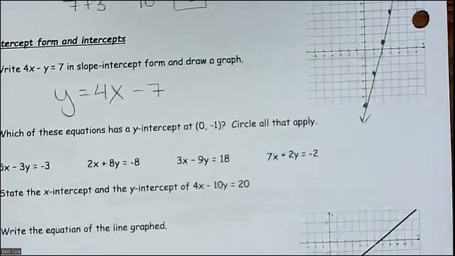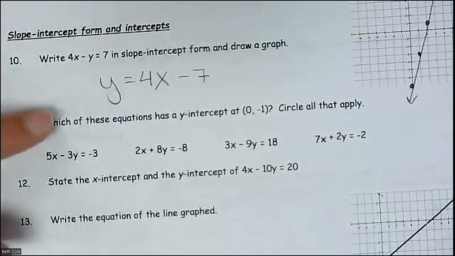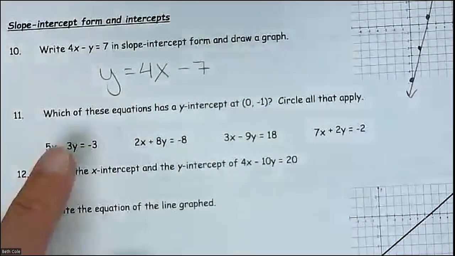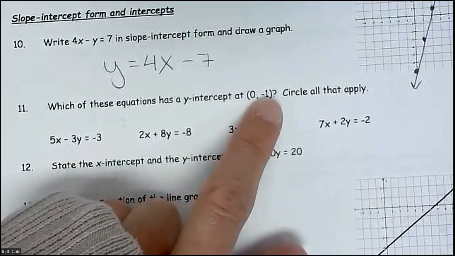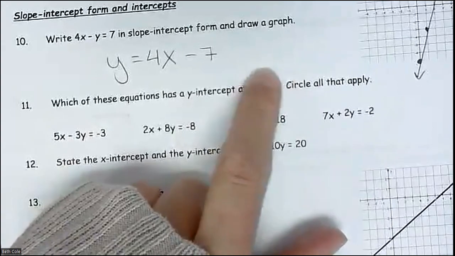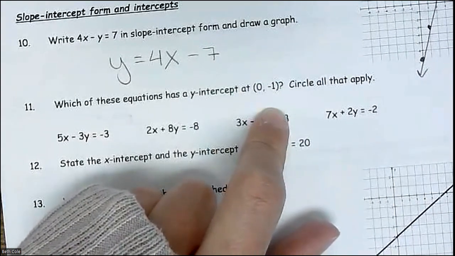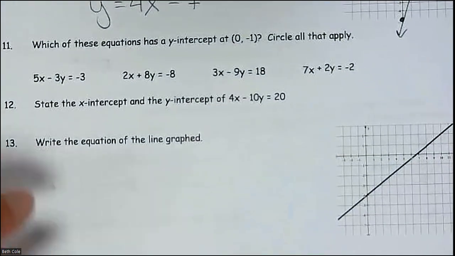I'm going to skip number 11, leave that one for you guys. But let's talk through how you would do that. It's which one of these, and it could be more than one, circle all that apply, has a y-intercept at 0, -1. What would you do? You would type them in one by one and see if it touches 0, -1. I just believe you could do that. Okay, you could type it in the calculator. So we'll leave that for right now.